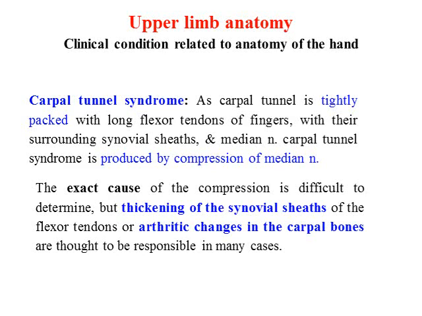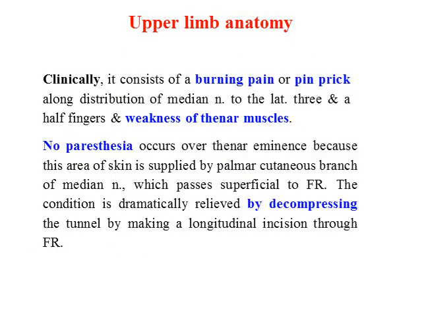The exact cause of the compression is difficult to determine. The clinical feature of carpal tunnel syndrome is represented by burning pain along the distribution of the median nerve and weakness of the thenar muscles. No paresthesia occurs over the thenar eminence because this area is innervated by the palmar cutaneous branch of the median nerve, which arises from the median nerve in the anterior compartment of the forearm and crosses in front of the flexor retinaculum.